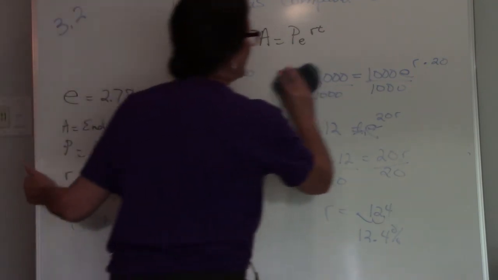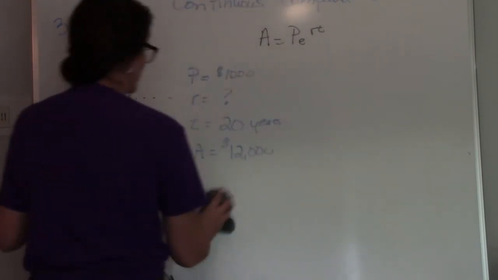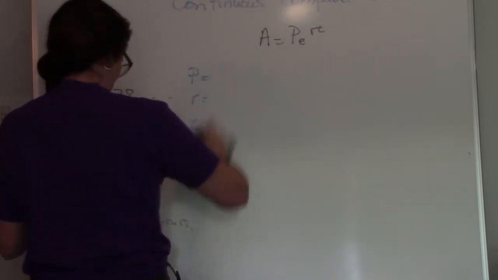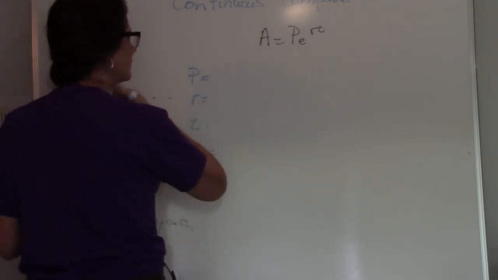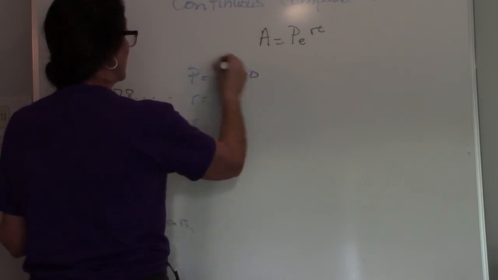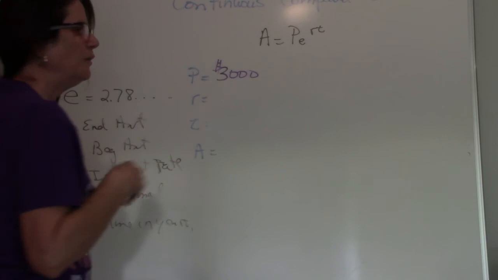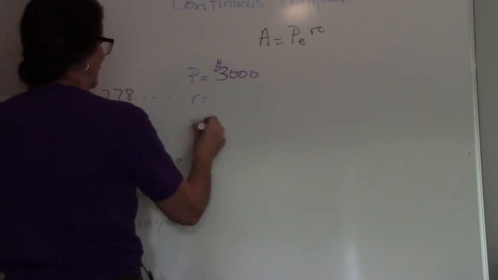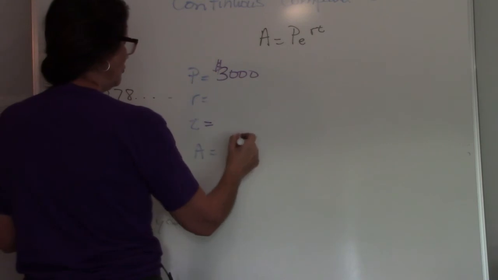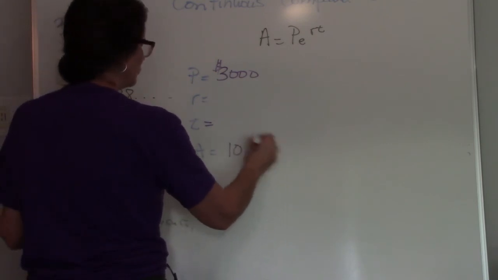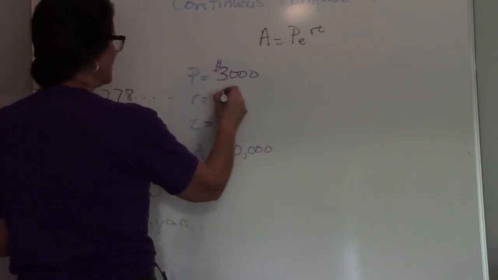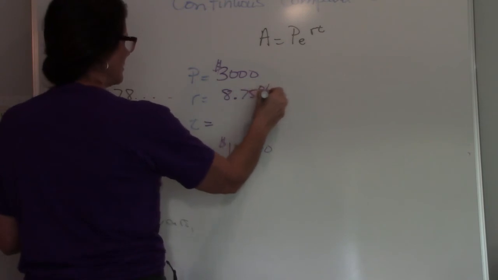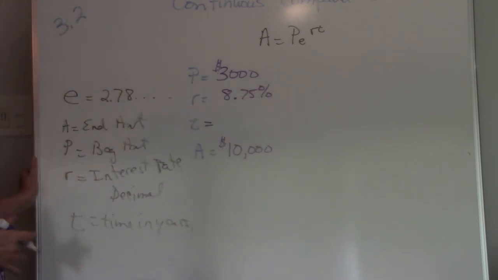Now we're going to flip it around and find time. Let's start with a different amount. Let's say I have $3,000 that I want to invest. I want to buy something. I don't know how long it's going to take, but I know I need to get my $3,000 to grow to $10,000. I also know my rate is 8.75%. Pretty good yield, pretty good interest rate. I want to know how long it will take me.